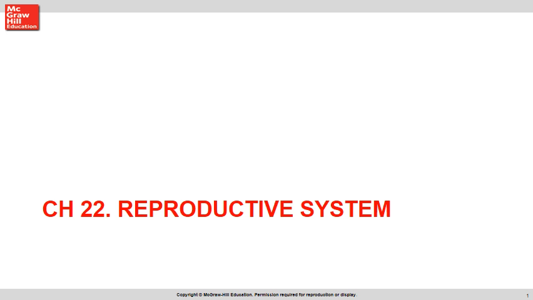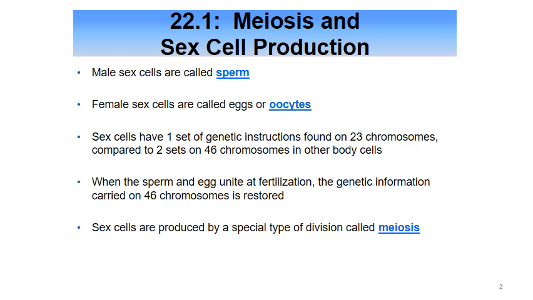Alright, so here's the reproductive system. Over here, it talks about the sex cells, sex cell production. Male sex cells are the sperm cells, female sex cells are the eggs or oocytes. Oocyte is just another way of saying egg cell.